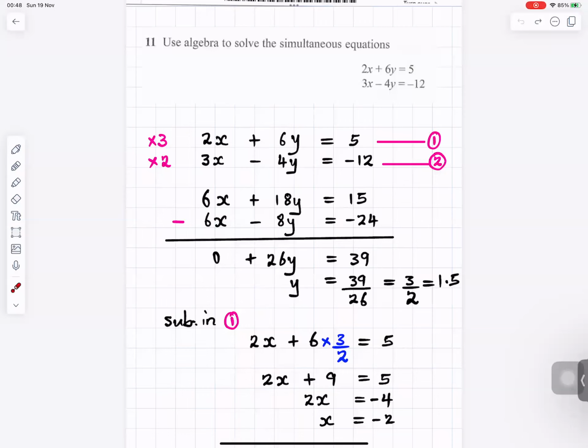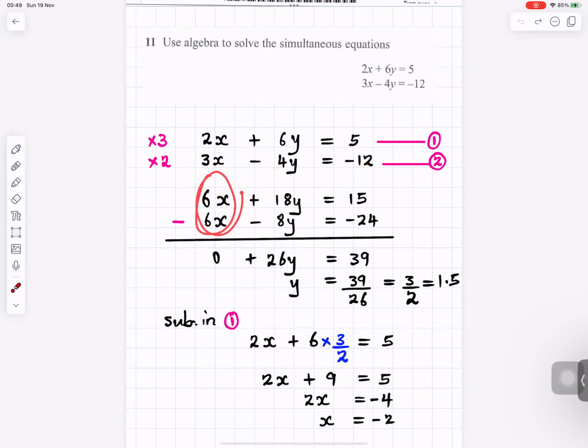Question 11. Use algebra to solve the simultaneous equations, because you can put that in your calculator and get the answer to check it. But using algebra, we want to make the x the same. Here, x is 2x and 3x. How do we make it the same? We want to change it to 6. So we multiply the top one by 3 and the bottom one by 2. So 3 times 2 is 6. 3 times 6 is 18. 3 times 5, 15. And 2 times 3 is 6. 2 times 4, 8. 2 times 12, 24.